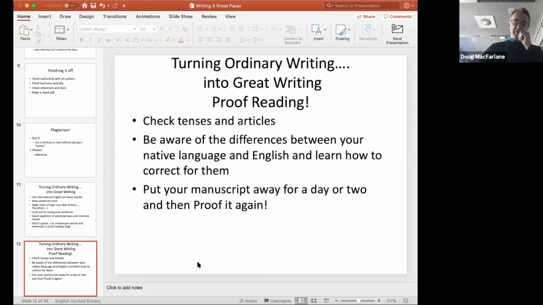One of the famous ones is articles. Words like the and a are meaningful in English, and if you leave them out, it becomes very ambiguous to an English reader. Knowing when to put them in and which ones to put in becomes a bit of an English skill. So it's best to learn about that if English is not your native language. And another trick is to put the manuscript away for a while and then proof it again.